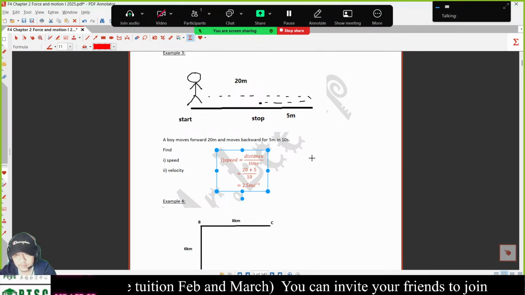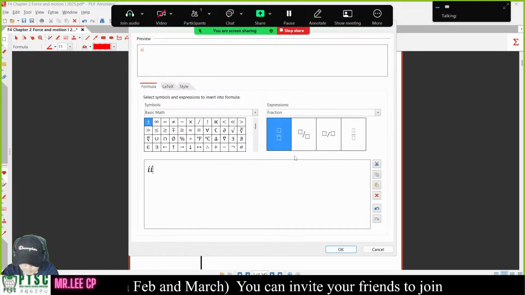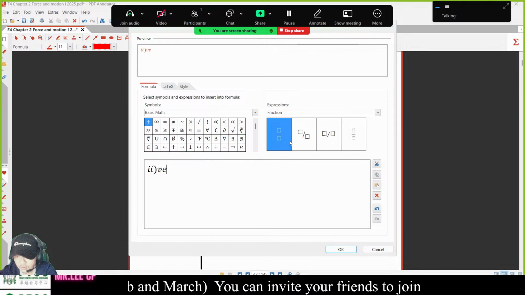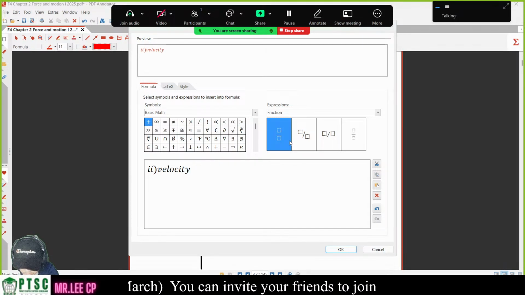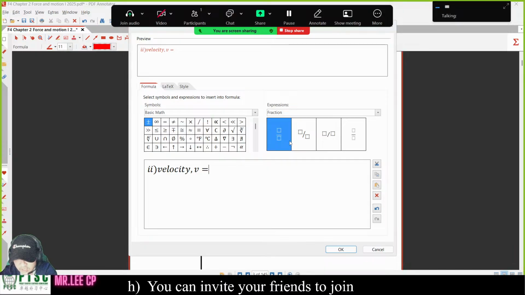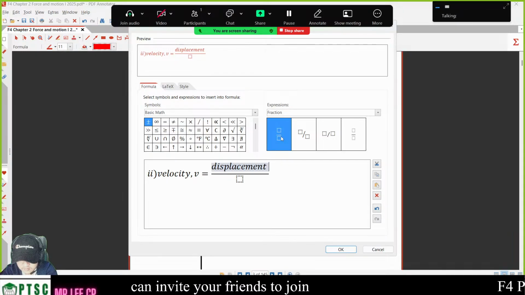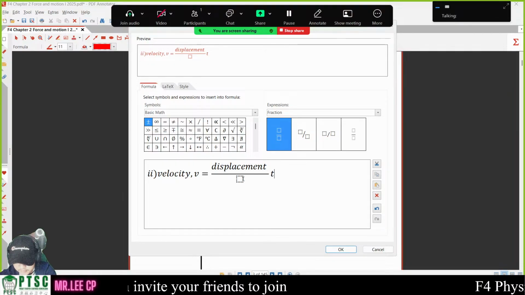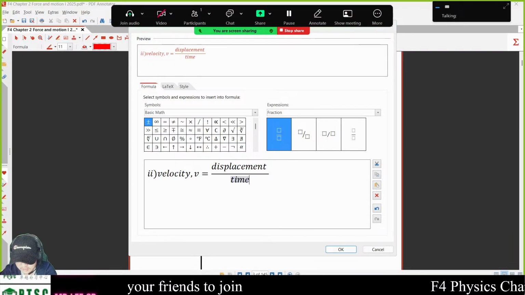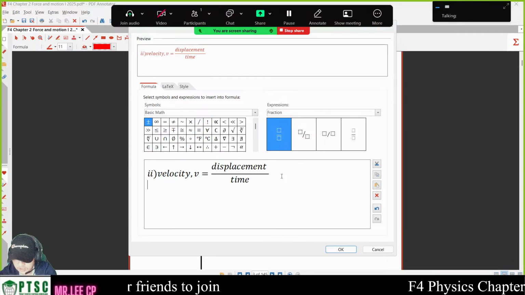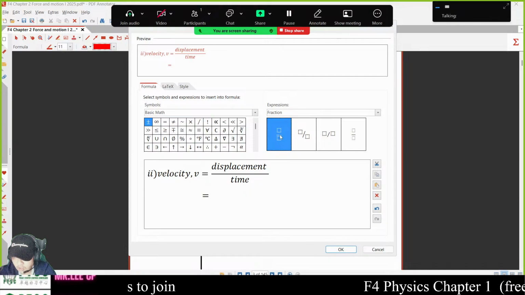Second one, find the velocity. Velocity is displacement over time. The symbol that we use for velocity is small v, equal to displacement divided by time. So how much is the displacement?